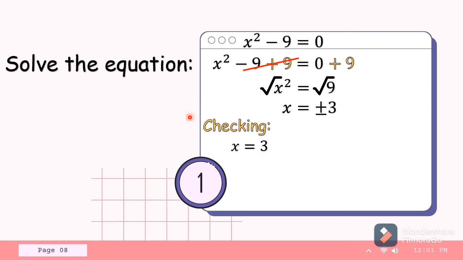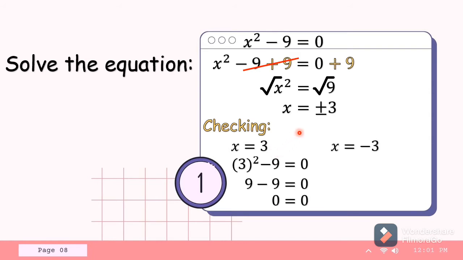To check this one, gagamitin natin yung original equation na given sa ating example, which is x squared minus 9 is equal to 0. Isa-substitute natin ang nakuha nating x doon sa x sa equation. So, since x squared yon, it will become 3 squared. So, 3 squared minus 9 is equal to 0. And 3 squared is equal to 9. So, 9 minus 9 is equal to 0. That means, since equal yung nasa dulo natin, which is 0 equal to 0, ibig sabihin, tama tong positive 3.